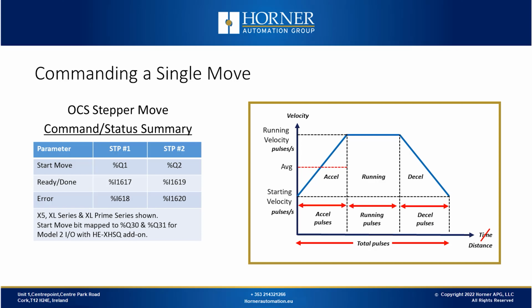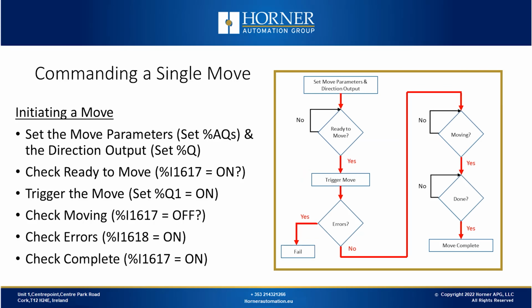The second bit is an error bit that tells you that the parameters you've set for your move are illegal and won't work, or that your move was interrupted. Let's look at this in spreadsheet form before we begin our first demo.